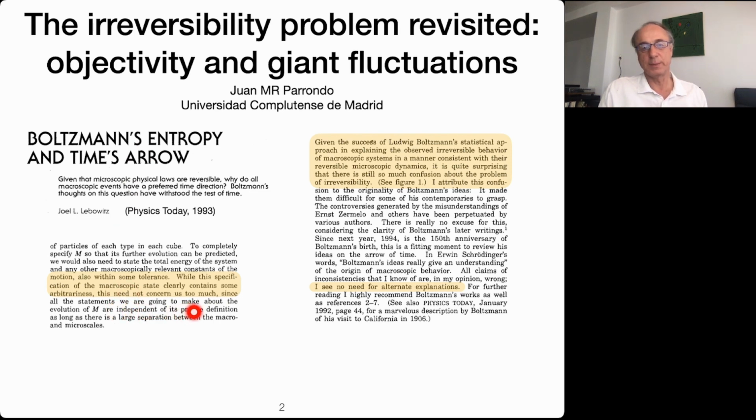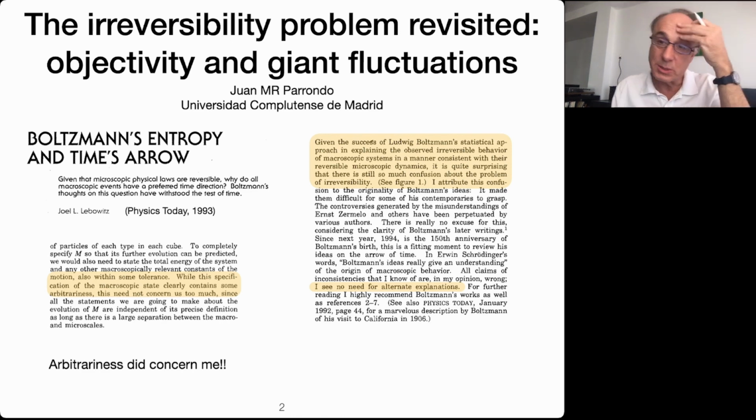Lebowitz admits that there is some arbitrariness in the definition of a macroscopic state. So far, I define a macroscopic state as the state that the macroscopic observer can have access to. But what is a macrostate? Lebowitz says this arbitrariness or subjectivity, I will use arbitrariness and subjectivity as synonyms, should not concern us too much, since all the statements made by Boltzmann are independent of the precise definition, as long as there is a large separation between the macro and the micro scale.